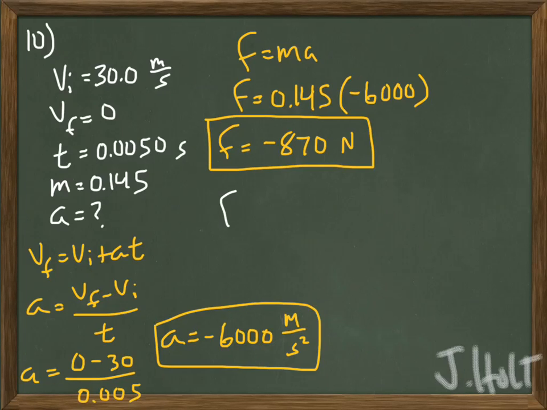So it's negative, is that okay? Yeah, that's okay, because the baseball is coming to a stop. So that's okay that it's a negative force because it's slowing it down. Newton's third law says equal and opposite forces. So if the force on the ball is negative 870, then the force on the person is going to be positive 870, because equal and opposite forces.